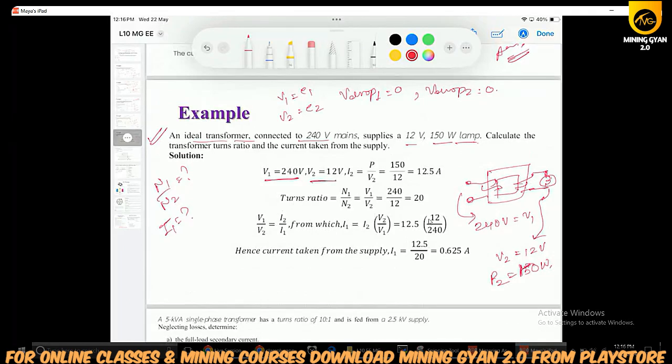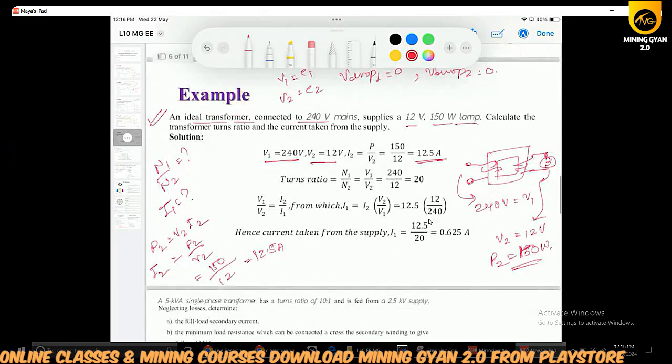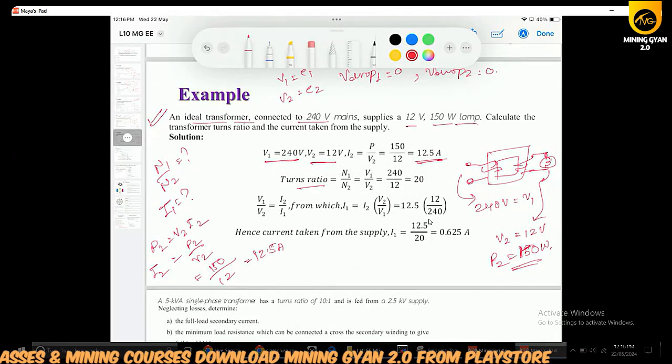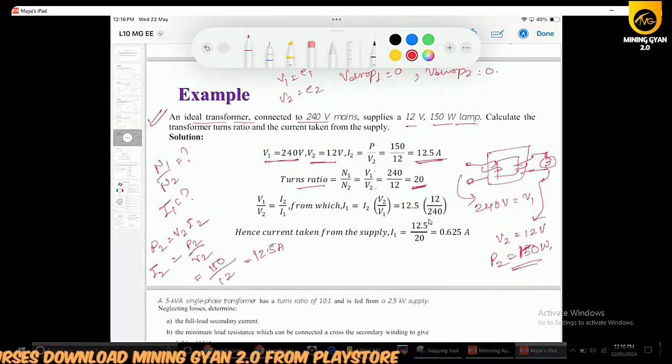So power is given, P2 equals V2 I2. Okay, and how to calculate I2? I2 will be equal to what? P2 by V2. P2 is 150 and V2 is how much? 12 volts. So you will get 12.5 amperes. Okay, here you already got. Then turns ratio will be what? N1 by N2 equals V1 by V2. V1 and V2 are given, so you will get turns ratio as 20.